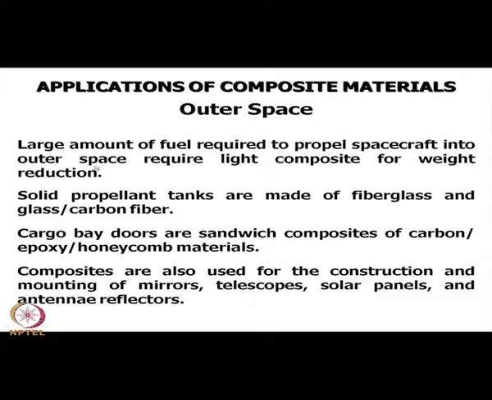In that case, carbon fiber, which can stand a temperature of more than 2400 degree Celsius, as well as its high strength performance and high aspect ratio, or even carbon nanotubes today. These carbon nanotubes or even graphenes can also be used as reinforcement for such high performance composites for outer space applications, which can not only reduce the consumption of fuel by reducing the weight, but also increase the temperature stability or thermal stability, etcetera. Solid propellant tanks are also made of fiberglass and glass carbon fiber.